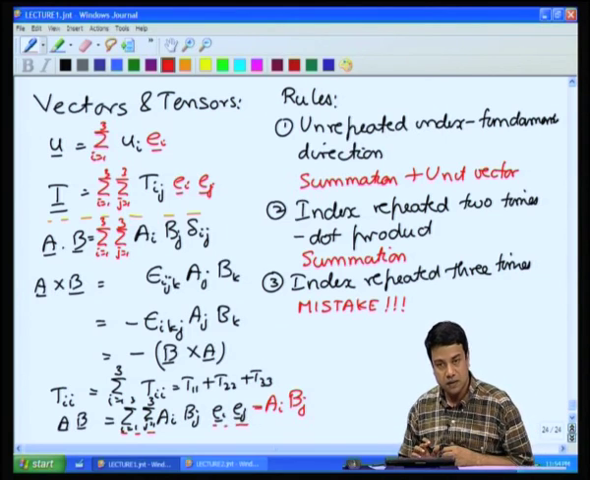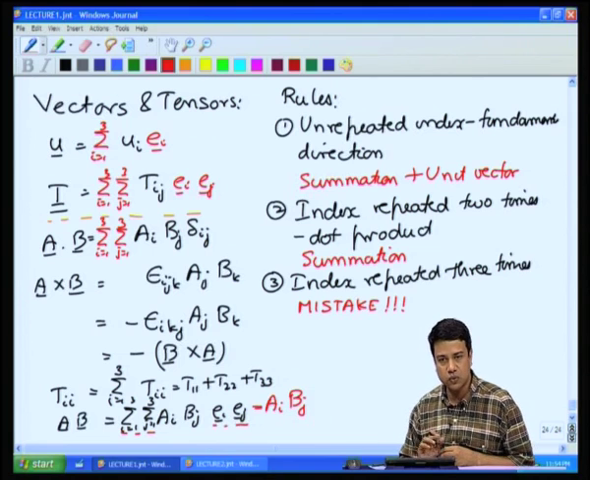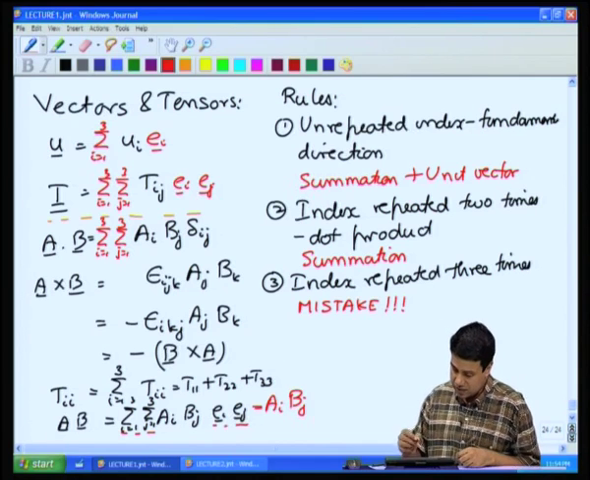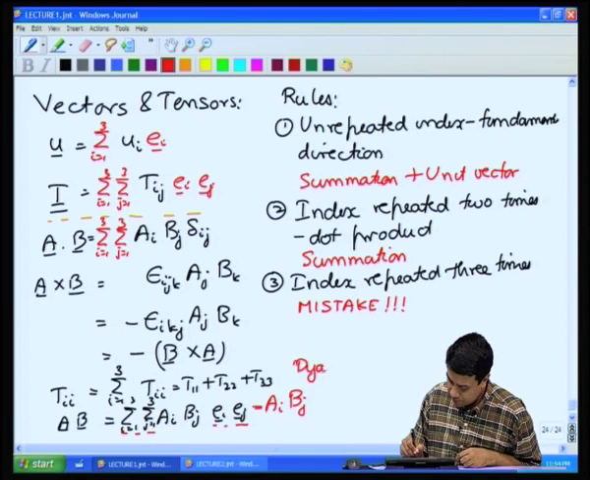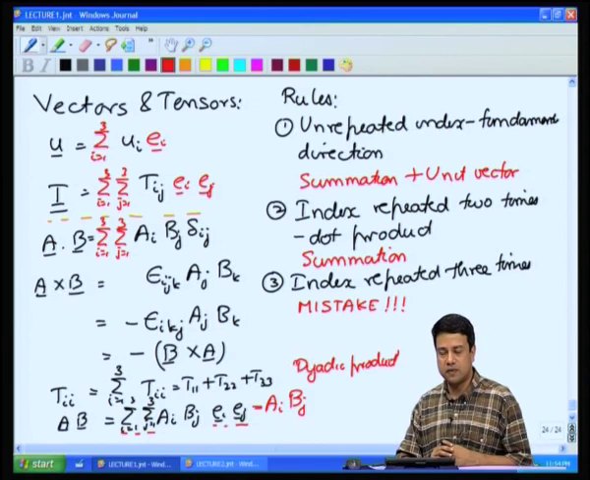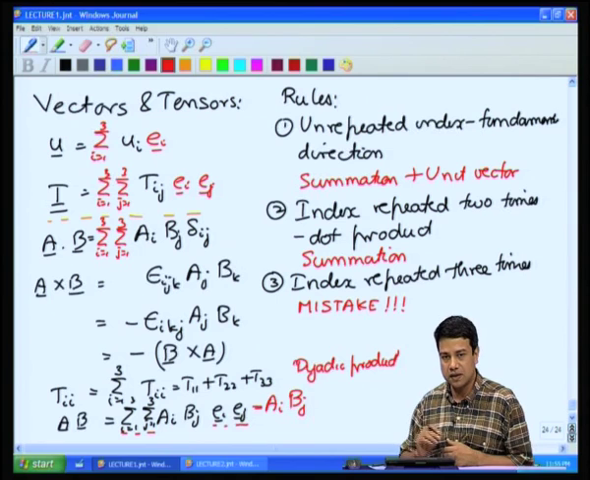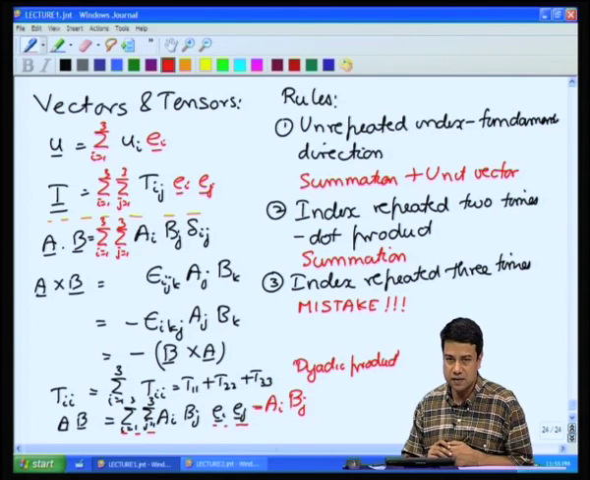This has 2 unrepeated indices, therefore, it has 2 fundamental directions. There are 2 unit vectors, 2 summations. That means that this product is a second order tensor. Okay. It is often called the dyadic product of 2 vectors. So, I do not have to take just the dot or cross product. Dot product will give me a scalar, cross product will give me a vector. A dyadic product will give me a second order tensor in this case. Okay. So, I can take the dyadic product of 2 vectors to get a second order tensor.